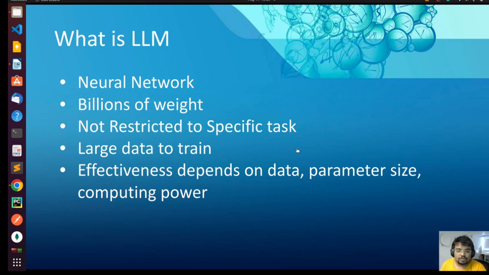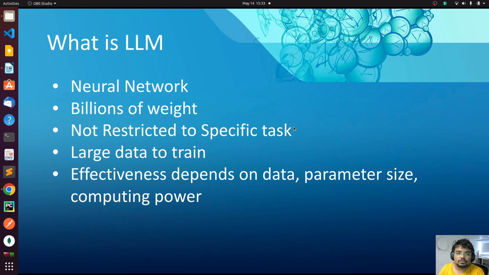And similar to neural networks, the effectiveness of a large language model depends on how big it is, the data on which you have trained it, and the computing power required. So you know that to train good, big neural networks you require a lot of computing power. Similarly, large language models depend on these parameters for their effectiveness. So this is the overview of what large language models are.